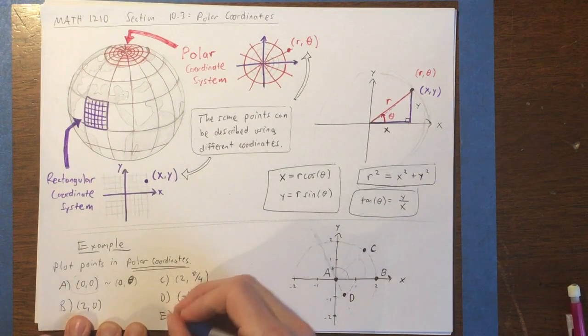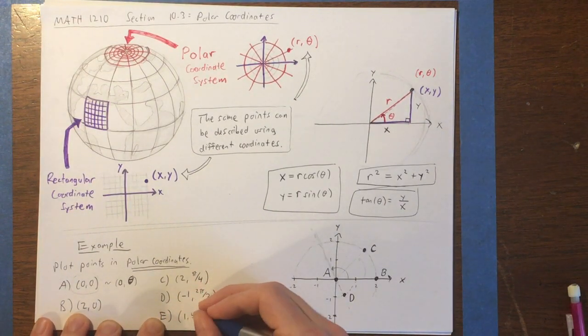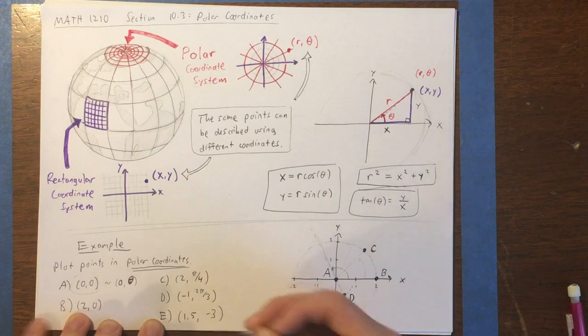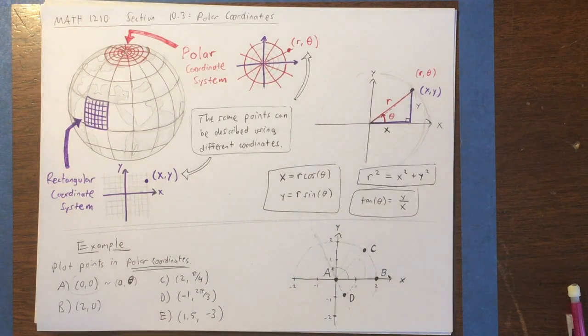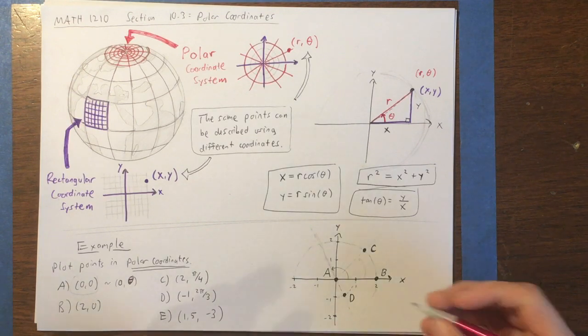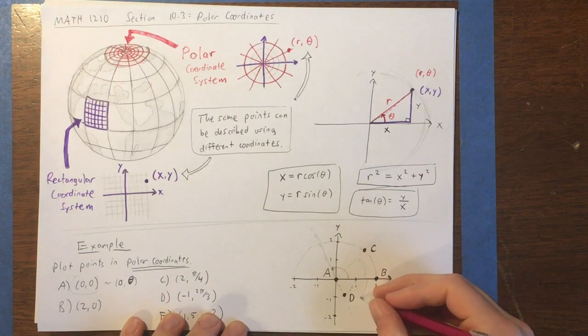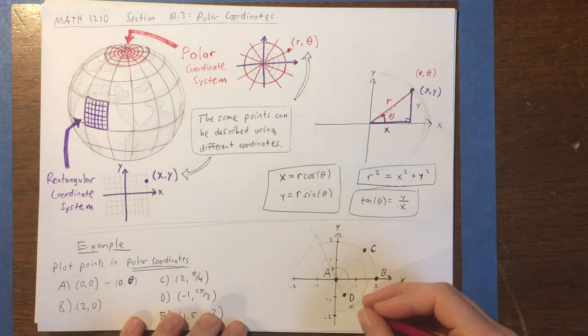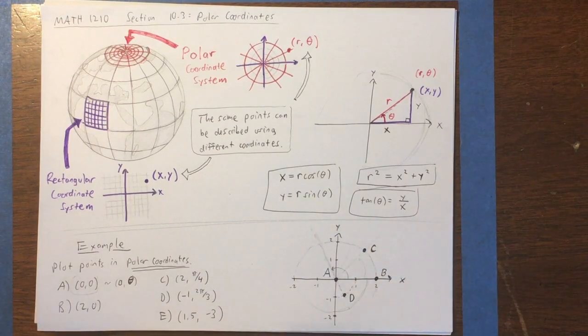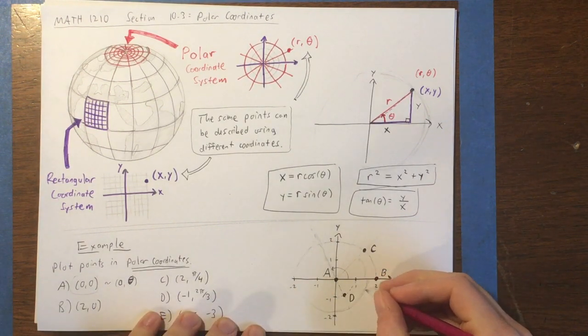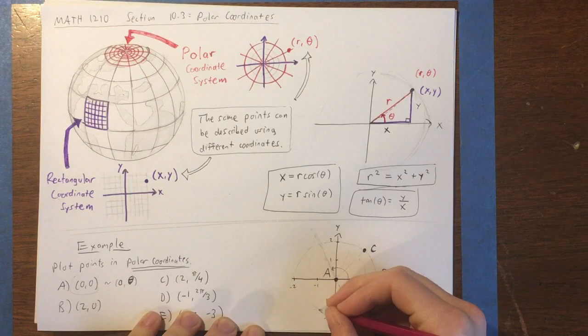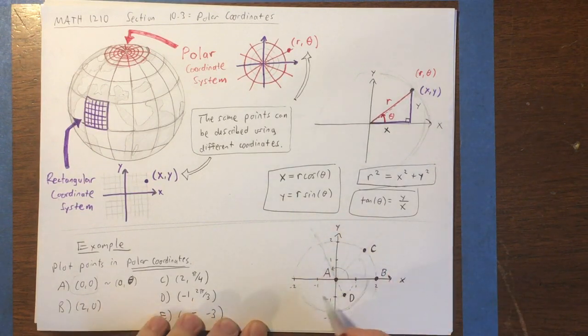Okay. Let's do one more. Let's do E. We're going to do 1.5 comma -3. Just a reminder, angles don't have to be nice clean fractions of pi. So -3 is a perfectly valid angle. -3 would be measured in this clockwise direction, or as one of my professors in graduate school once famously said, anti-counterclockwise direction. That's going to bring us right over here.